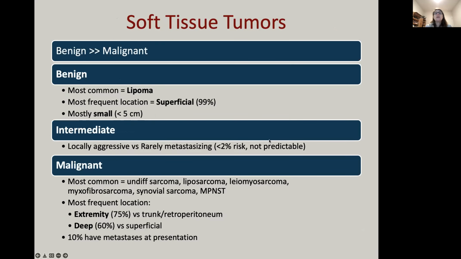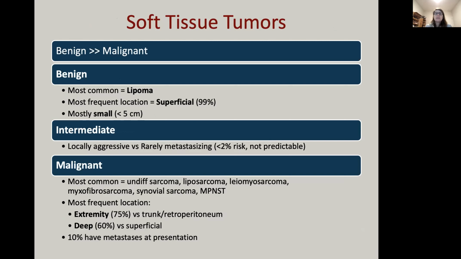When we're dealing with these, what do we want to have in our background knowledge? Well, most are going to be benign. The most common benign one, of course, is going to be a lipoma. The tumors that are superficial and the tumors that are small are generally more likely to be benign. The tumors that are deep and the tumors that are larger tend to be malignant. Sort of makes sense.